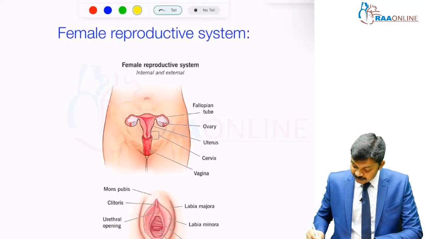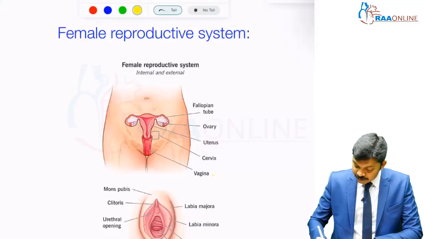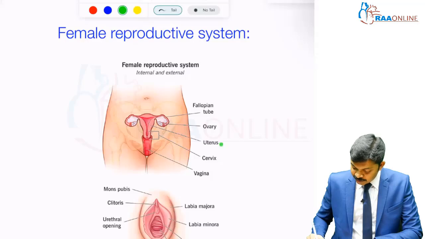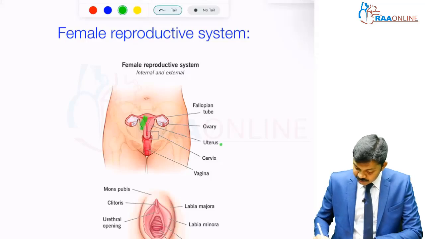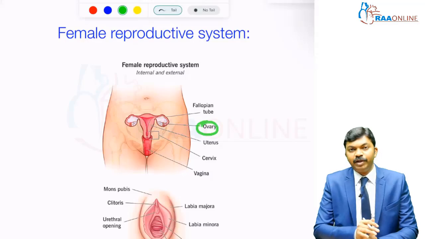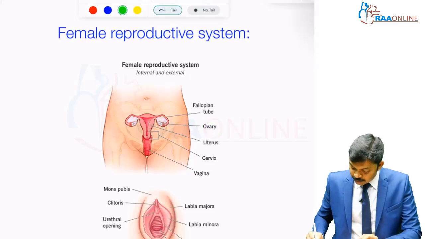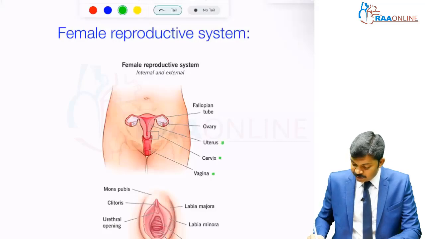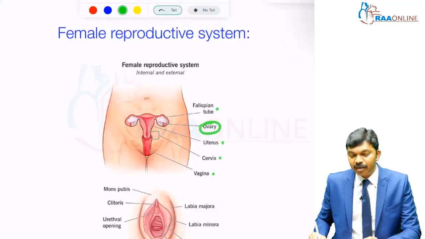The external genitalia is the vagina, which leads into the cervix. The cervix leads into the uterus. Here we have the body of the uterus, and the body of the uterus goes on to form the fallopian tube. The fallopian tube is placed very close to the female gonad, the ovary, doctors. So it starts from the external genitalia, vagina, cervix, uterus, fallopian tube, and finally the female gonad, which is going to be the ovary, doctors.